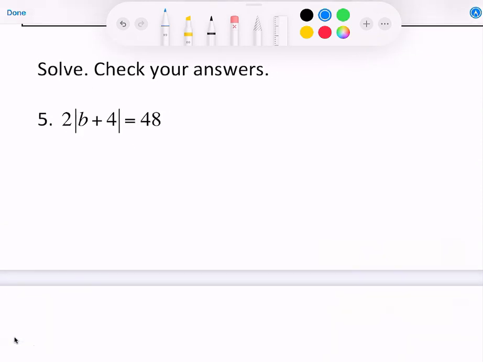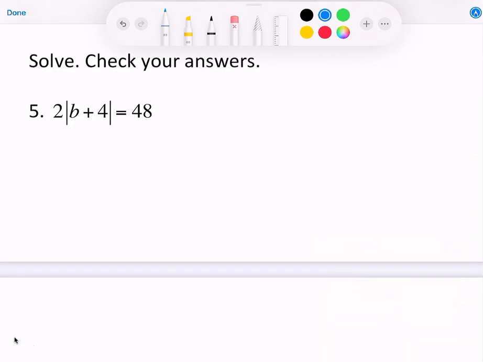So let's check out these absolute value equations. Solve, check your answers. So the first thing, this is number 5, the first thing I notice is I need to isolate. So notice this 2 right here is on the outside of the absolute value bars, so I need to deal with that too. So I'm going to divide both sides by 2.